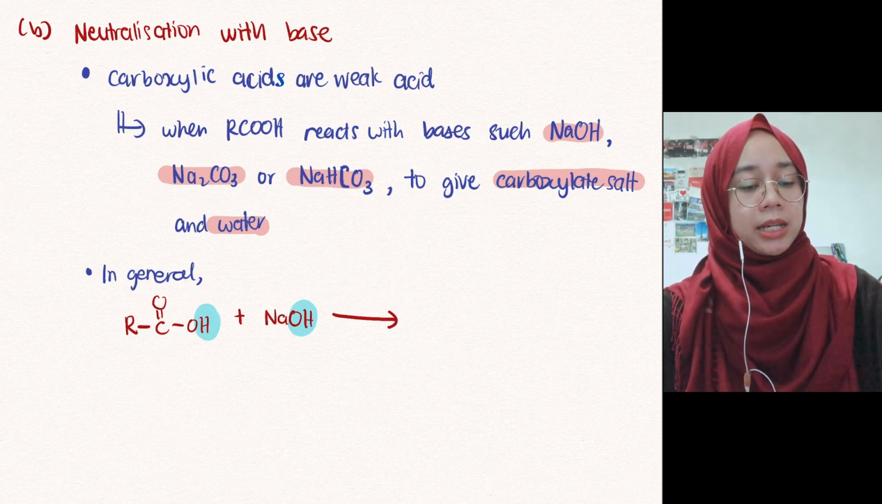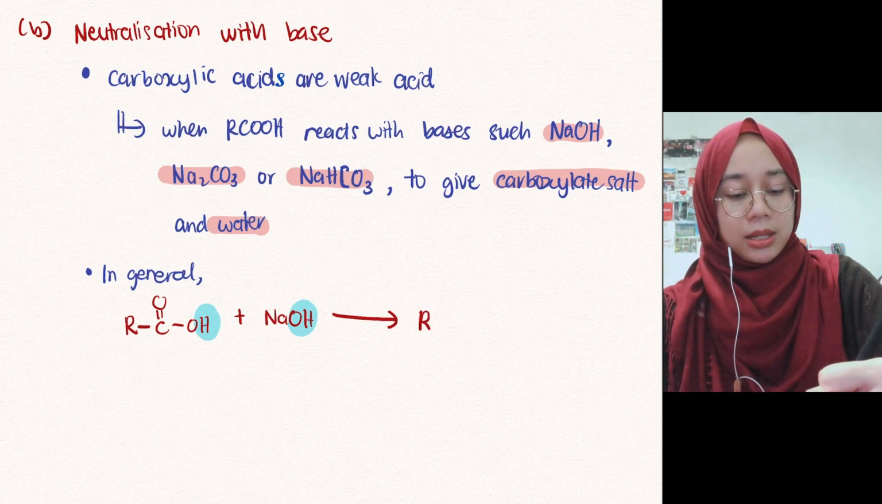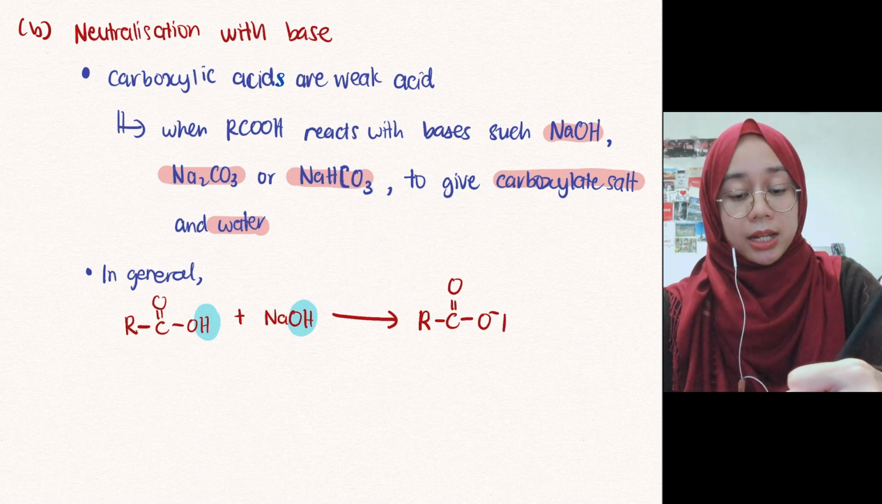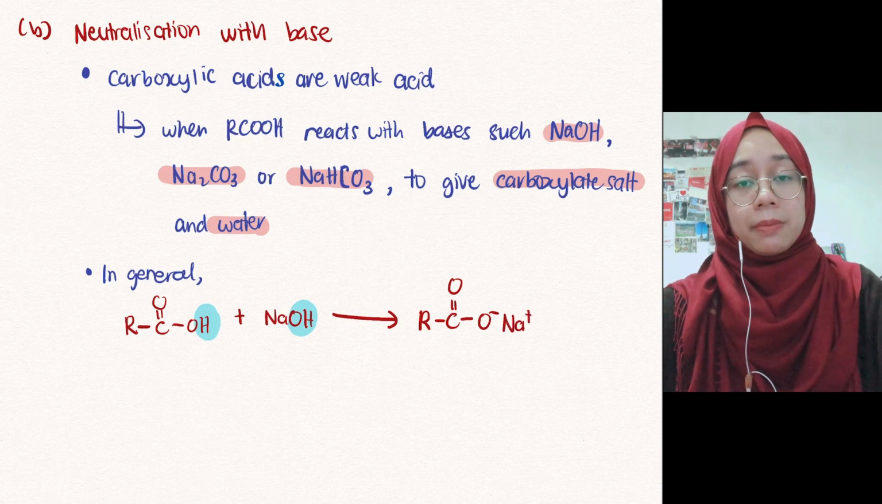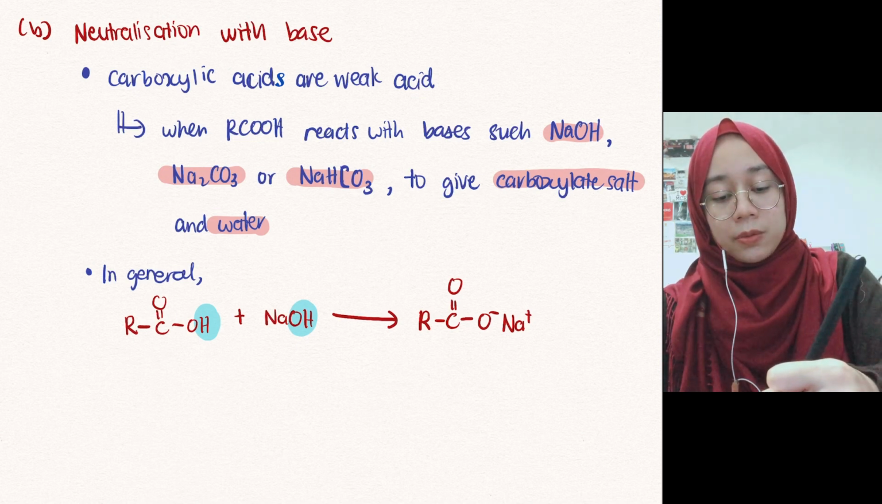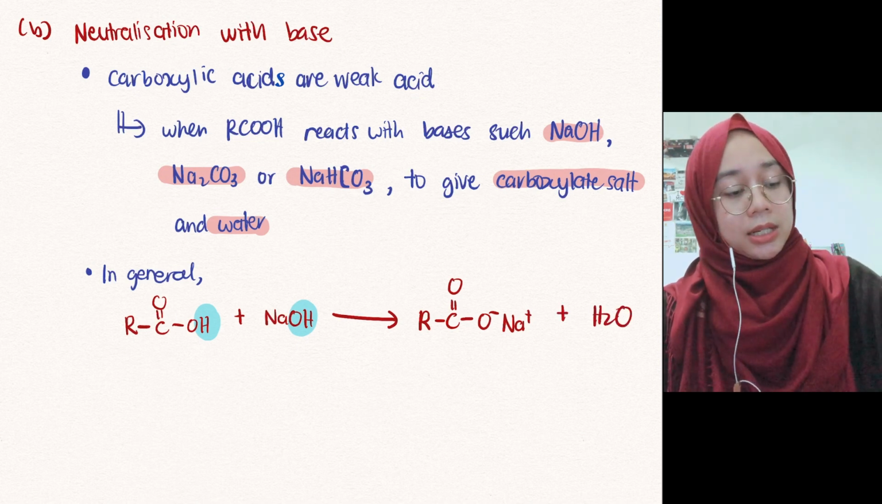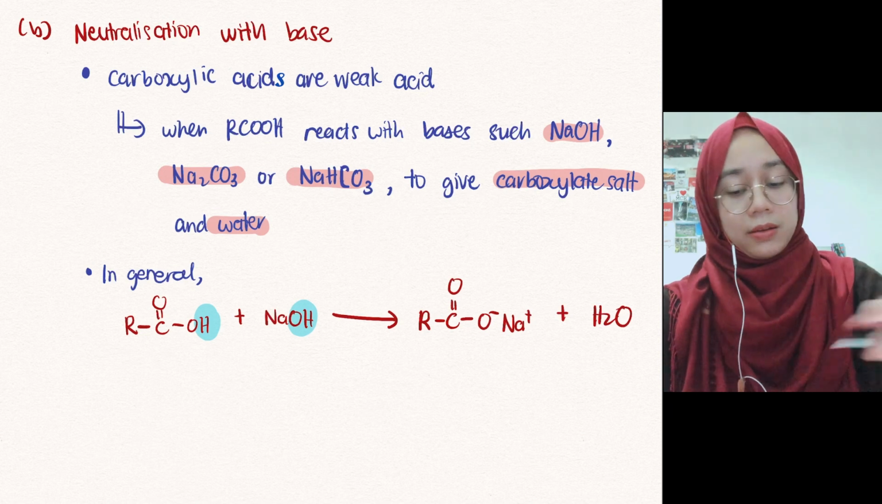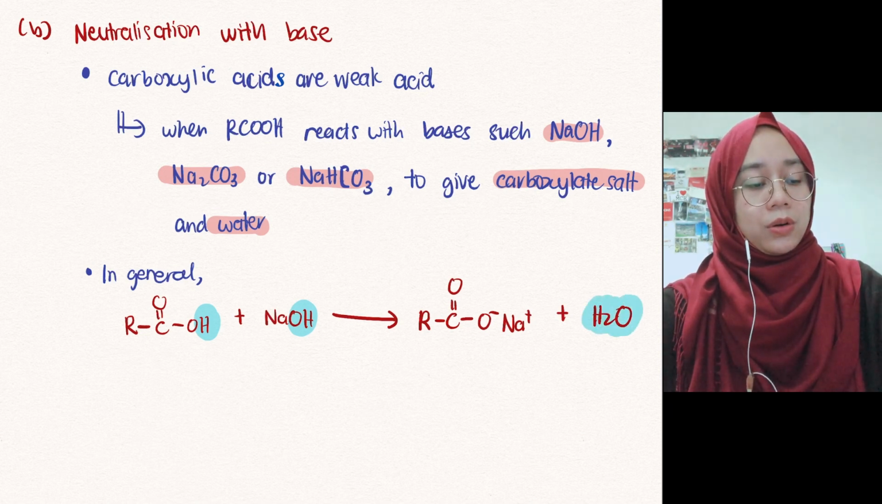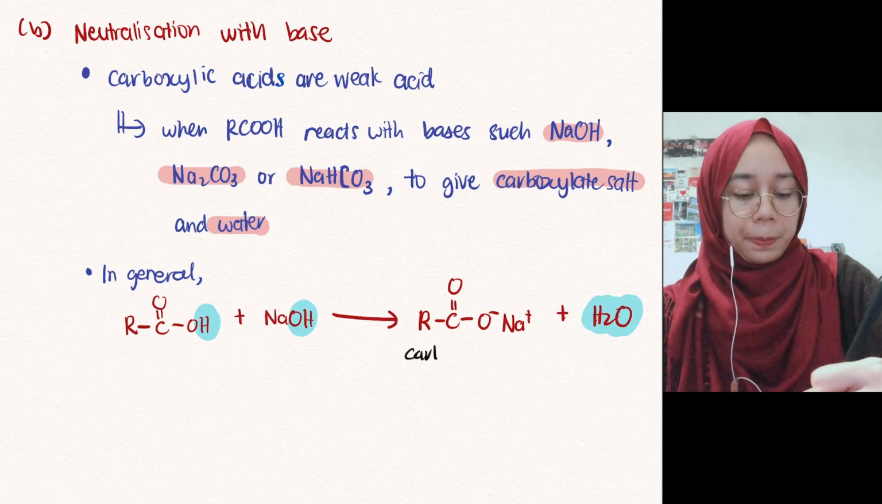So hasil kita dapat adalah RCOO negative. So itu kita punya carboxylate. Dan kita ada positive ion daripada Na+. So dapat pula water. Ini water kita. So ini yang dipanggil sebagai carboxylate salt tu lah.